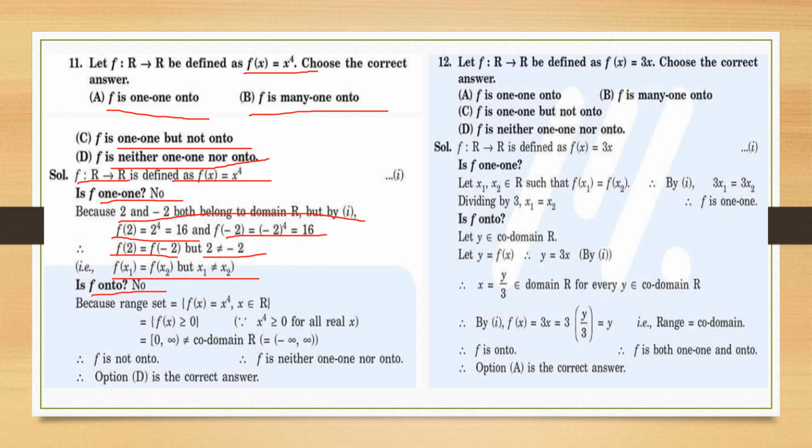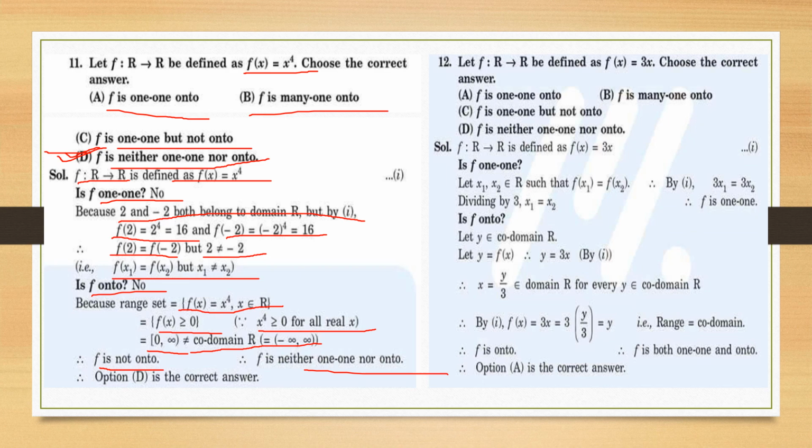Is it onto? Let us see which type of range it is giving me. So f(x) = x^4, x belongs to R. You know this x^4 is always positive for all real numbers x. So that means f(x) is greater than or equal to 0, and this means [0, ∞), which is not your complete codomain of real numbers. So f is not onto. So it is neither one-one nor onto. So that means my option D is correct. So this option is correct.